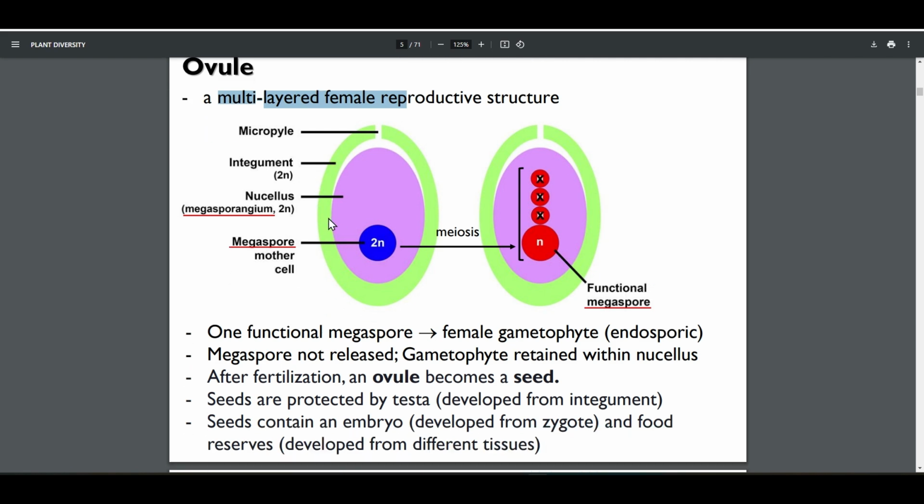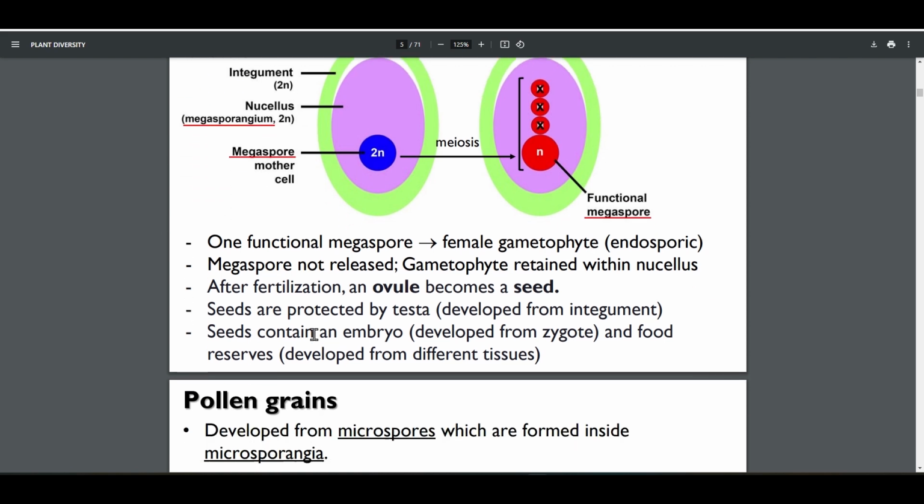Integument: after the egg is fertilized, the integument will become the seed coat or the testa. And then nucellus, which is the megasporangium, and the megaspore mother cell. This mother cell will undergo meiosis to develop into originally four megaspores, but only one will survive, and the others are degraded. So the megaspore will become a gametophyte, which will be endosporic, so it will be inside the spore, and the megaspore is not released, so that the gametophyte is retained inside the nucellus, so inside the megasporangium.